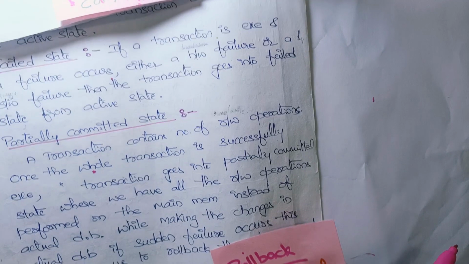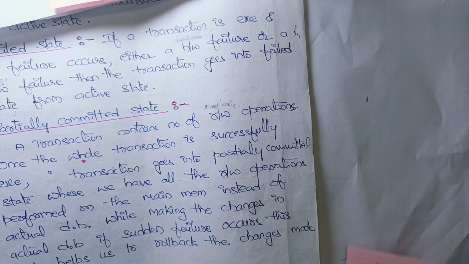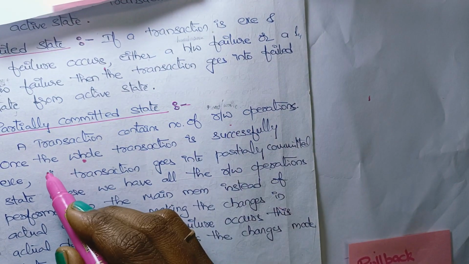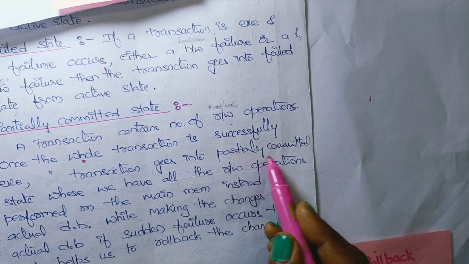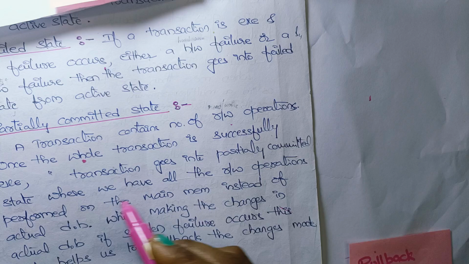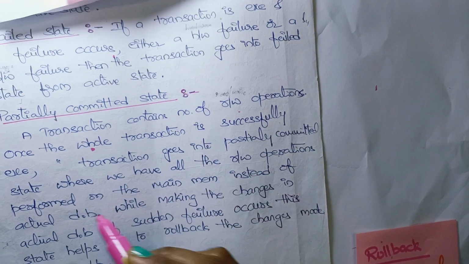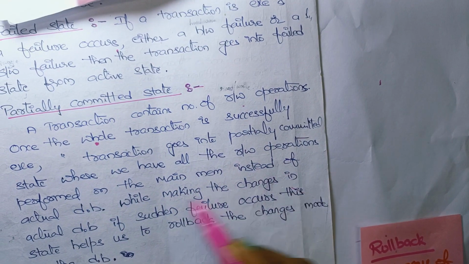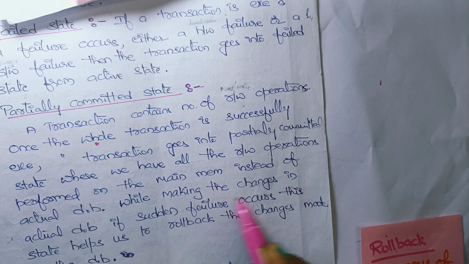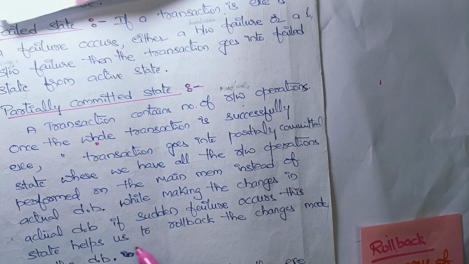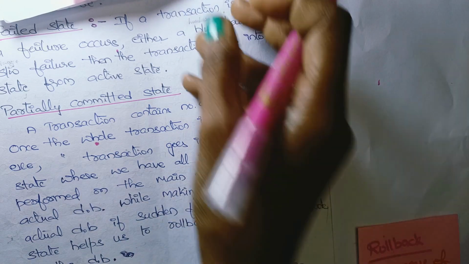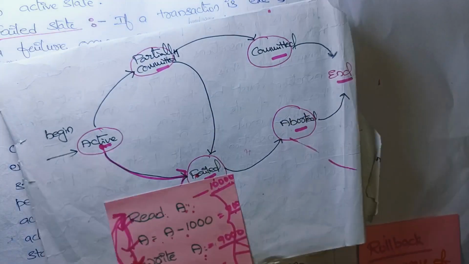Next one, partially committed state. Partially committed state means a transaction contains a number of read-write operations. Once the whole transaction is successfully executed, the transaction goes into the partially committed state, where all the read-write operations are performed on the main memory instead of the actual database. While making the changes in the actual database, if a sudden failure occurs, this state helps us to roll back the changes made to the database.